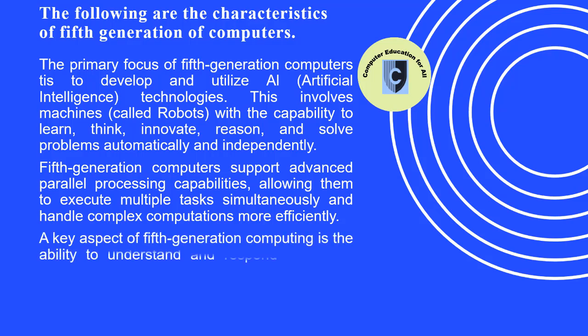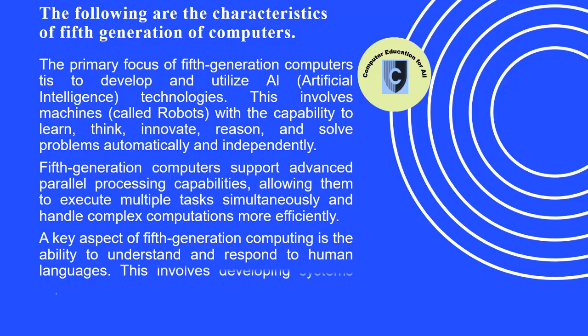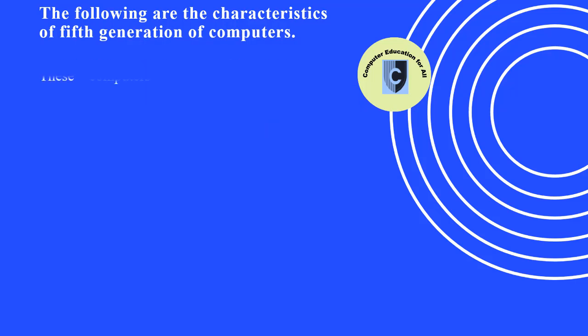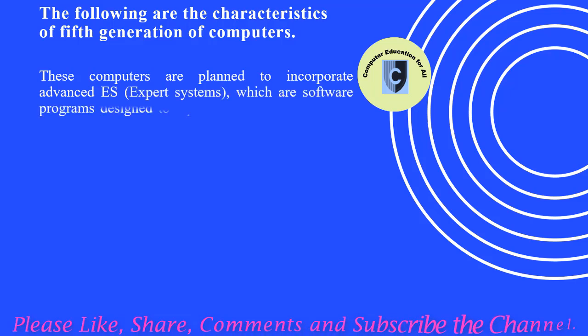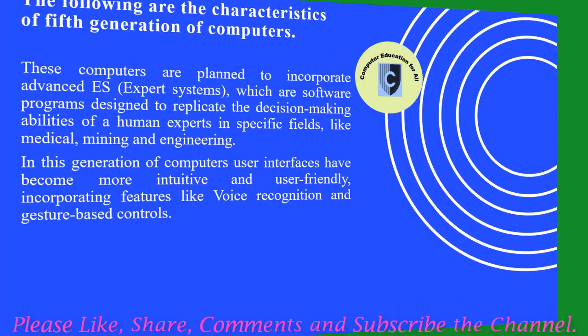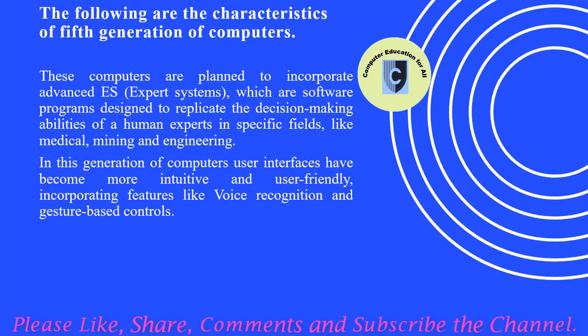A key aspect of fifth-generation computing is the ability to understand and respond to human languages. This involves developing systems capable of NLP, natural language processing, and communication. Computers are planned to incorporate advanced expert systems, which are software programs designed to replicate the decision-making abilities of human experts in specific fields, like medical, mining, and engineering. In this generation of computers, user interfaces have become more intuitive and user-friendly, incorporating features like voice recognition and gesture-based controls.